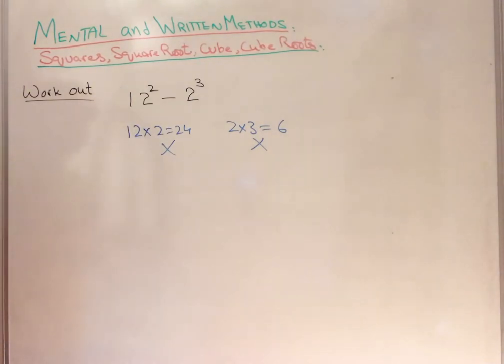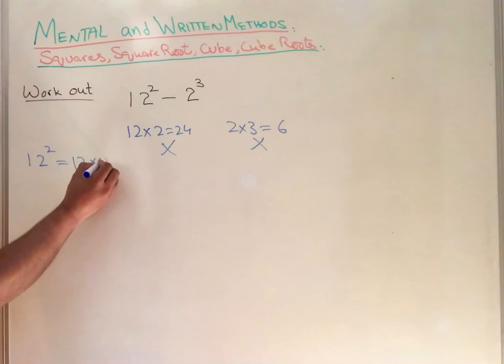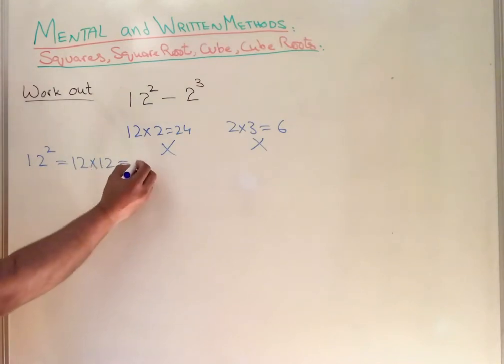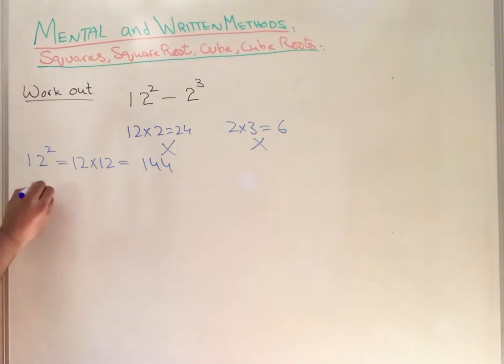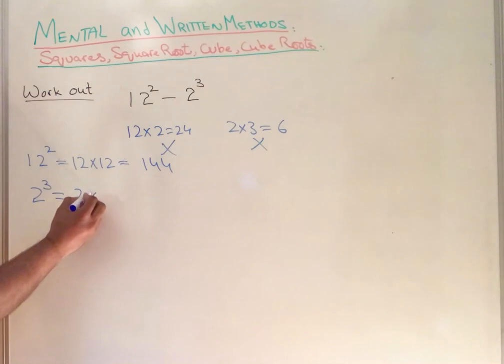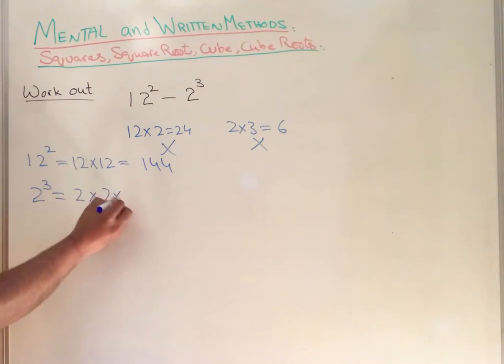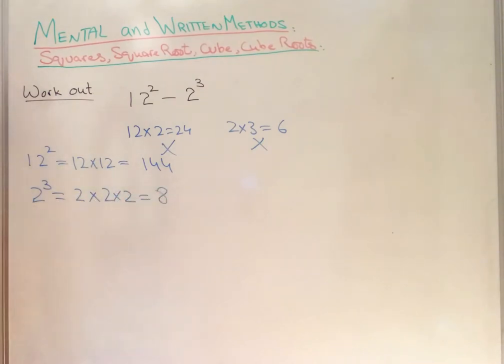So now in here, you have to be careful. 12 square means 12 will multiply itself 2 times. So that becomes 144, which we already did. So 2 cube, 2 multiplied by itself 3 times, which is 8.